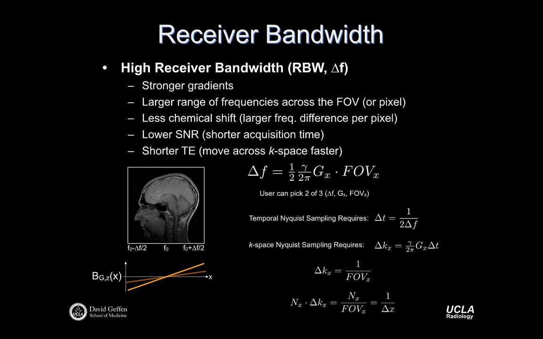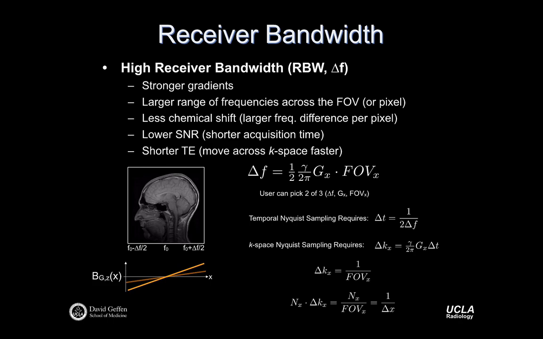An expression links together the receiver bandwidth that you need or want, its relationship to the gradient amplitude, and the field of view. Obviously, we can pick two of these, and then we choose the third. Normally, users pick the field of view, which is a natural choice. It's a little less obvious that you would choose your receiver bandwidth, but typically we don't choose gradient amplitudes. Those seem to be the least intuitive things to pick, and those are consequently calculated.